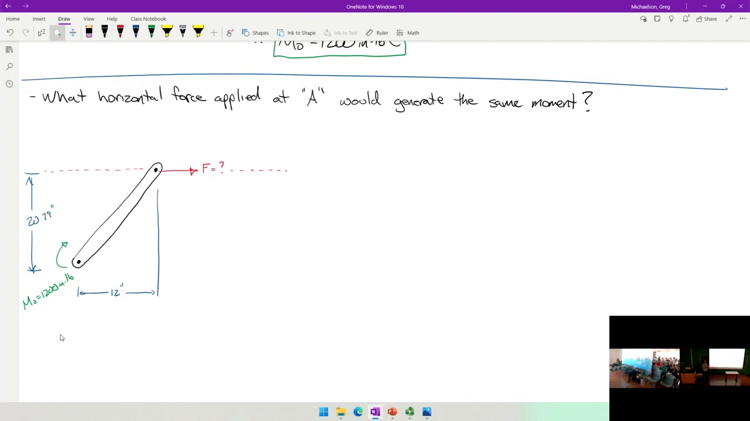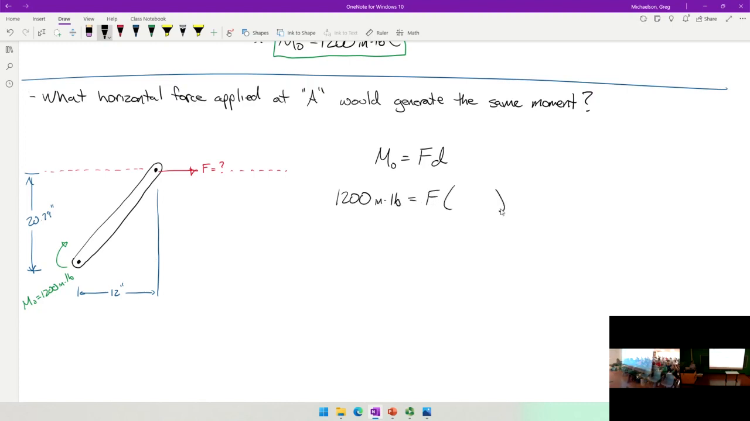Maybe what we ought to do is we can handle it a couple different ways. Personally, I'm a simple guy. I like the simplified method as opposed to using the more formal approach. So M is FD. So the moment we know that's 1,200 inch-pounds.